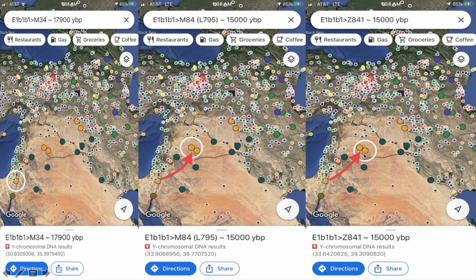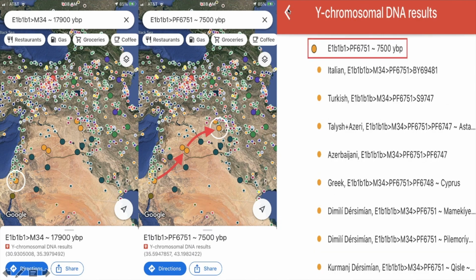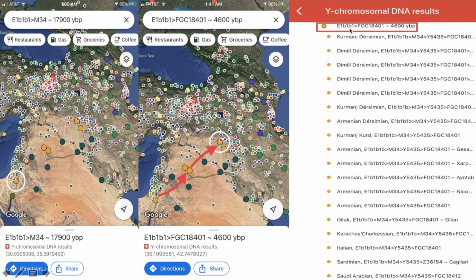And here's another old sample we found. And then here's the old sample, and then here are the people that descend from it, mostly Middle Eastern populations. And then here's another sample that pops up 7,500 years ago, and here are the people who descend from it, Mediterranean and Middle Eastern populations. And then we get an even younger sample in Mesopotamia, and here are all the populations that descend from it. Again, Middle Eastern and Mediterranean populations.